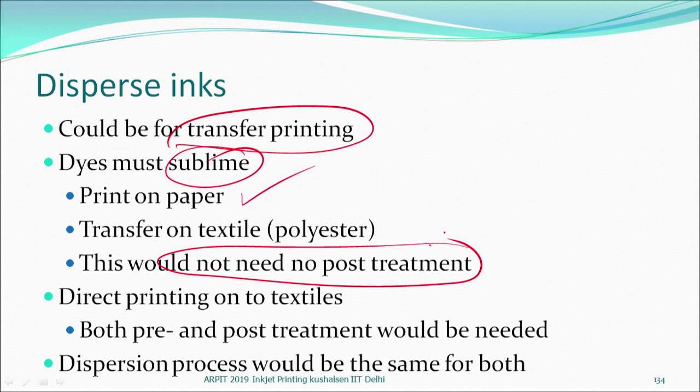All right. Direct printing onto textiles can also be done by disperse dyes, but they will require pre and post treatment, and the dispersion process of course will be the same. One of the dyes is sublimable, the other dye would have higher sublimation fastness.